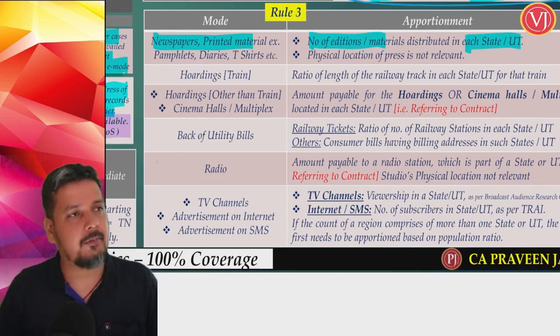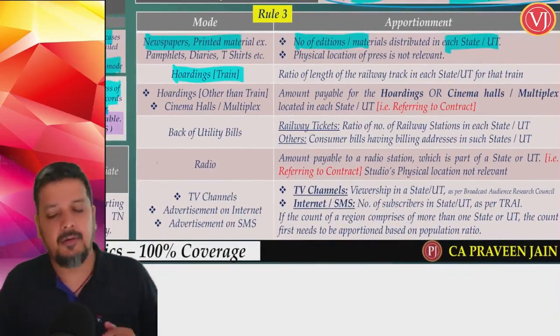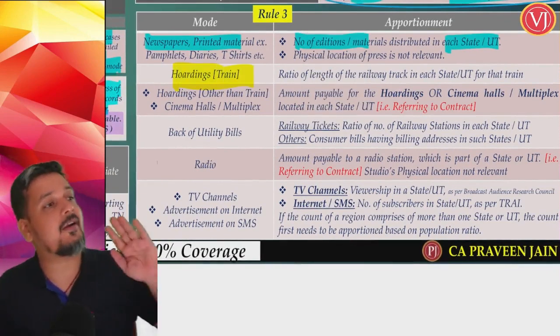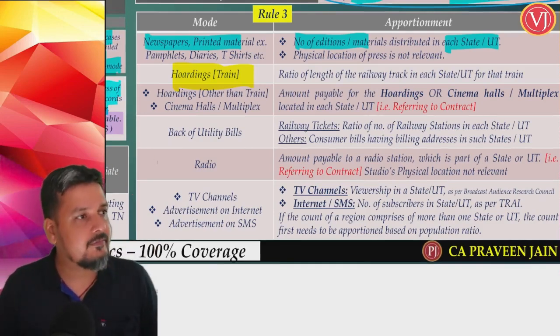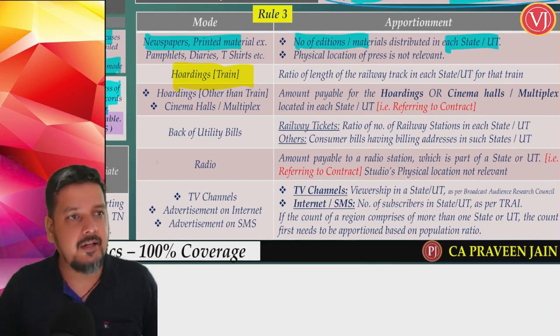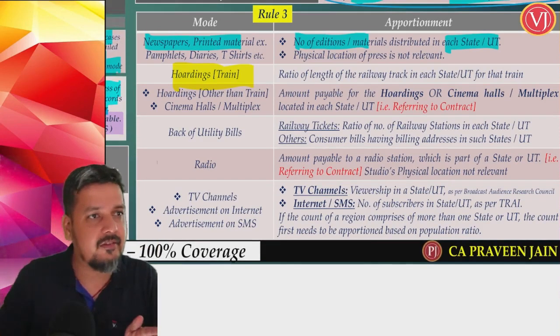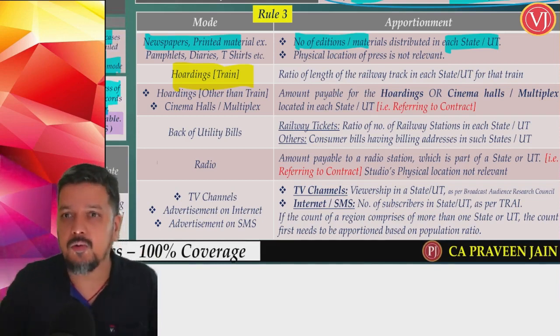I'll take another example. Say, for example, the advertisement by the Tamil Nadu government is by putting the advertisement on a train. A train which is starting from Tamil Nadu but ending at Delhi. Advertisements are printed on the train. Don't you think that advertisement will reach multiple states? What is the place of supply? All those states. What ratio?